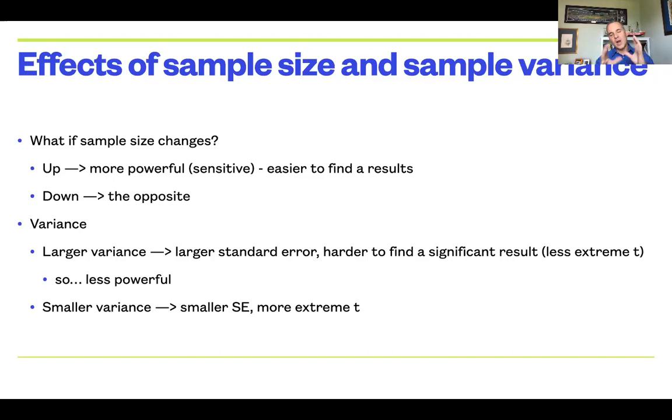And so I guess the takeaway here is that you want to look at the actual formula for t to see how differences between means, differences in variance, and differences in sample sizes are all going to affect our likelihood of finding statistical significance, all else being equal.